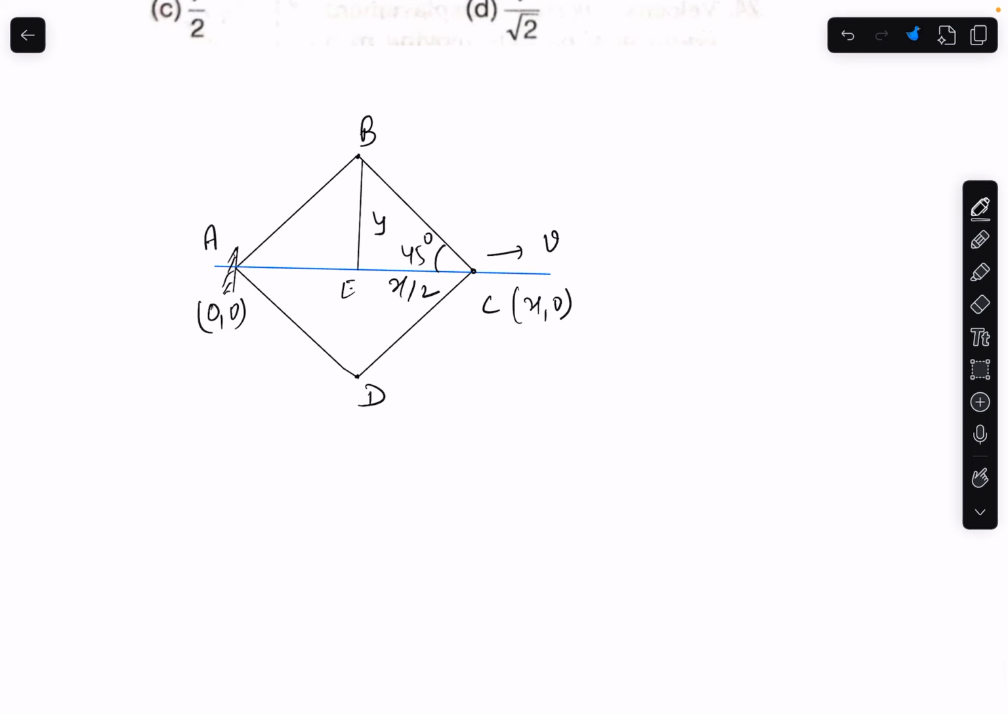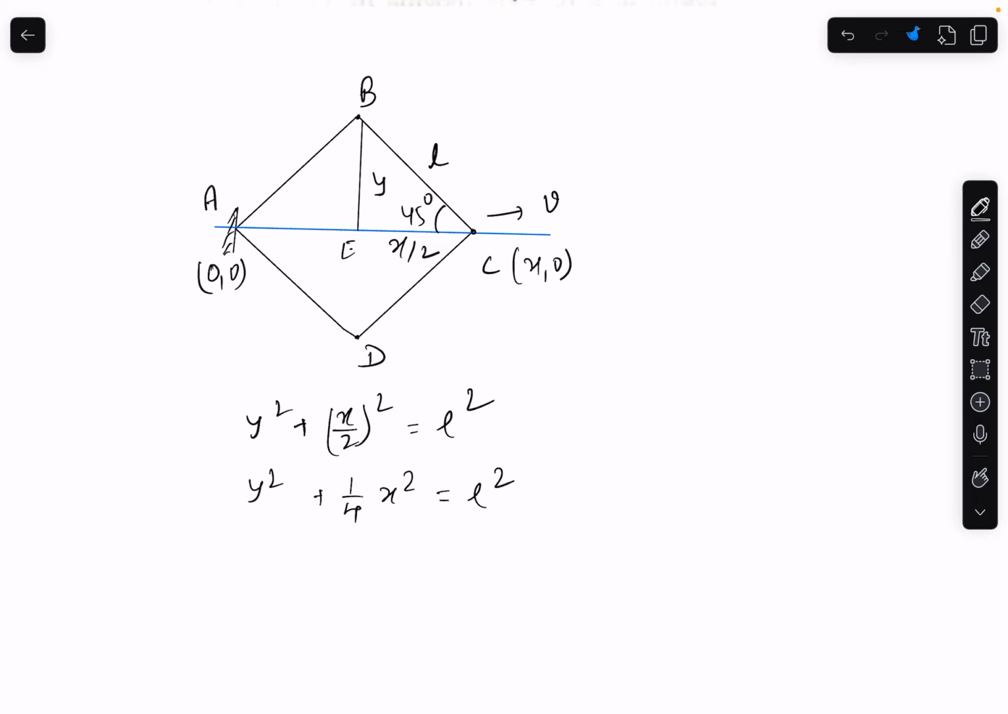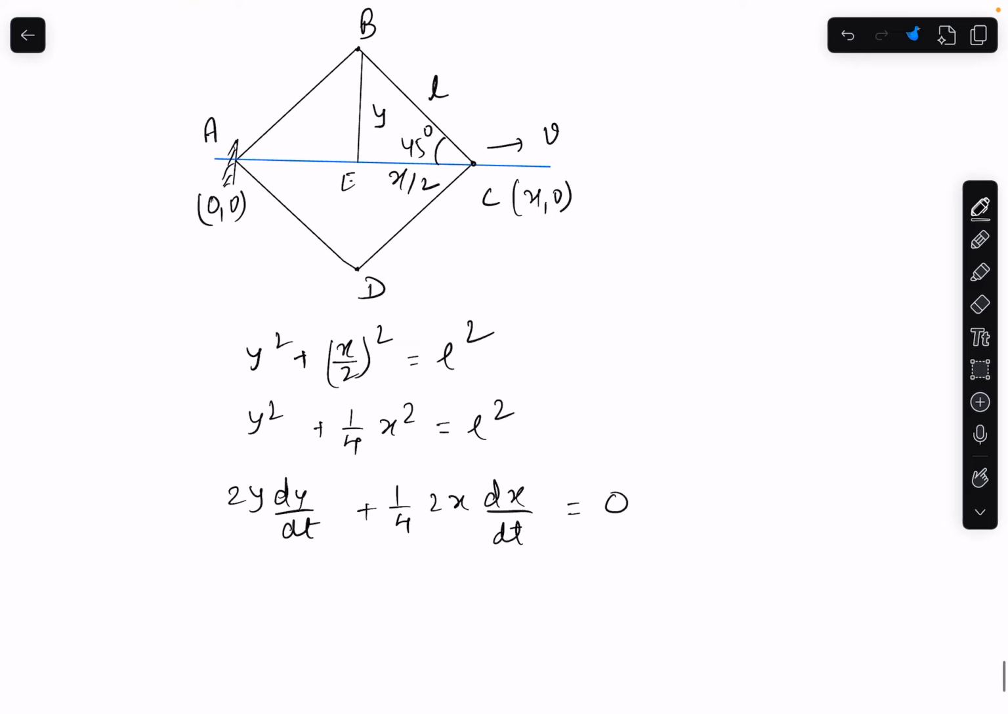So let us start with Pythagoras theorem. This length L is fixed. So we will have y squared plus (x by 2) whole squared equal to L squared. And so we can write it as y squared plus 1 by 4 times x squared equal to L squared. And on differentiating both sides with respect to time, we get 2y dy upon dt plus 1 by 4 times twice x into dx by dt. And since L is a constant, the differentiation on the right hand side will yield us 0.